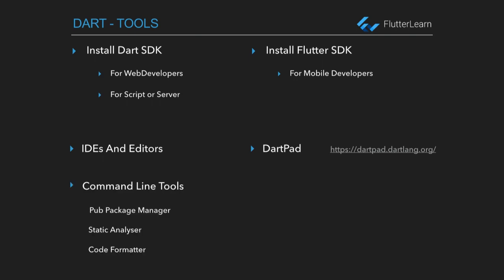There are also certain command line tools in Dart. A pub package manager helps in managing packages and distributes them through the different repositories. A static analyzer evaluates and reports any errors or warnings in your code. And a code formatter formats your code following the recommendations of the Dart style guide.